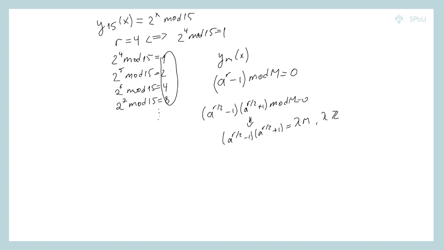obtained expression is useless if r is an odd number. It is also useless if any of the factors on the left is a multiple of m. But the probability of these two situations is less than 1/2. Otherwise, one of the factors on the left will have a common divisor with m, and this divisor could be found with the help of the classical Euclidean algorithm.